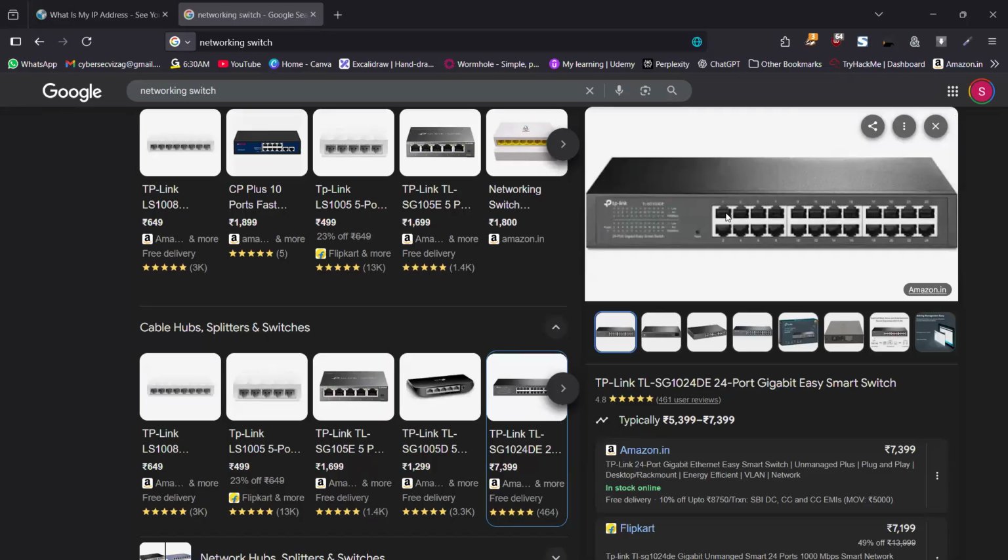This is one alternative. Or you can connect to a Wi-Fi router also. Your Wi-Fi router also acts as a switch, but they are wirelessly connected. You don't need any LAN cables there. So that's another alternative.